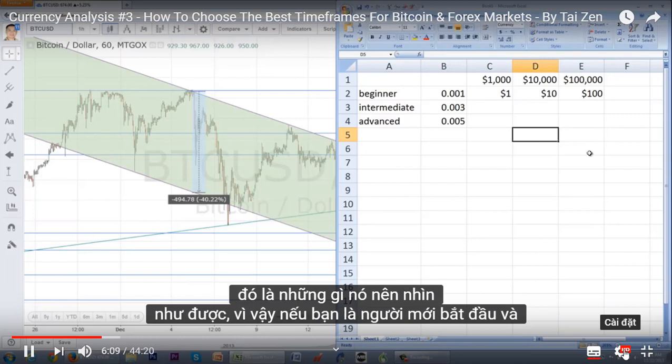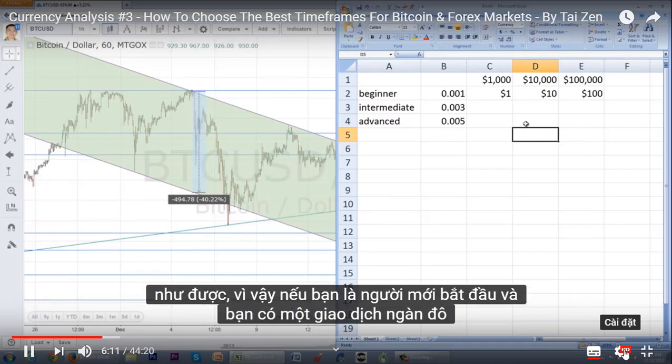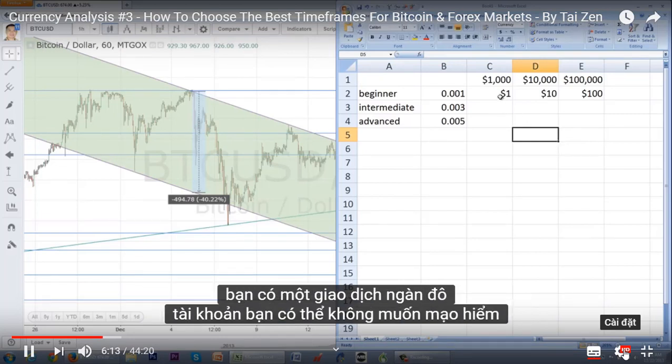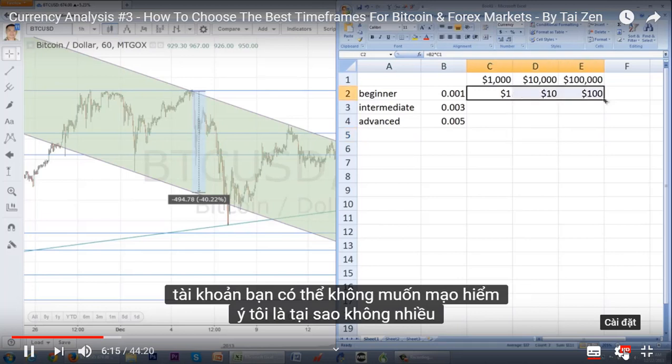So if you're a beginner and you have a $1,000 trading account, you probably don't want to risk more than one. Oh man, why is that not working here?